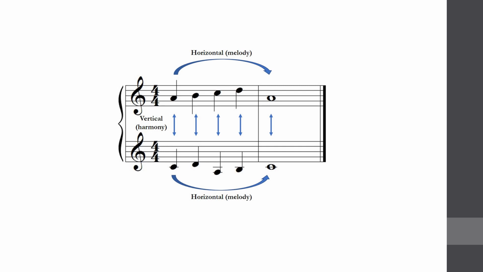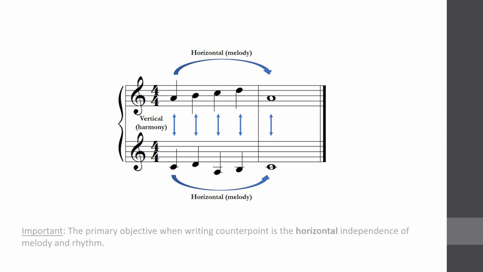When writing counterpoint, the horizontal will affect the vertical, because two melodies played simultaneously will always result in vertical harmonies. In the following example, we see that each note in the top staff lines up with a note in the bottom staff, and this creates harmonies. The primary objective when writing counterpoint is the horizontal independence of melody and rhythm.